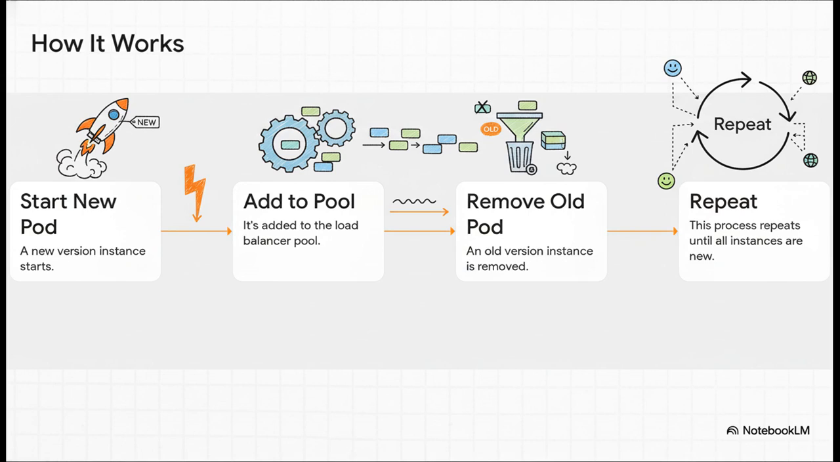So how does it work? Well, the mechanics are pretty simple. A new instance with your updated code spins up and starts taking traffic. As soon as it's healthy, an old instance gets taken down. And you just repeat that cycle over and over until every single old instance has been replaced. The really crucial point here is that for a little while, both the old and the new versions are running at the same time, serving users.